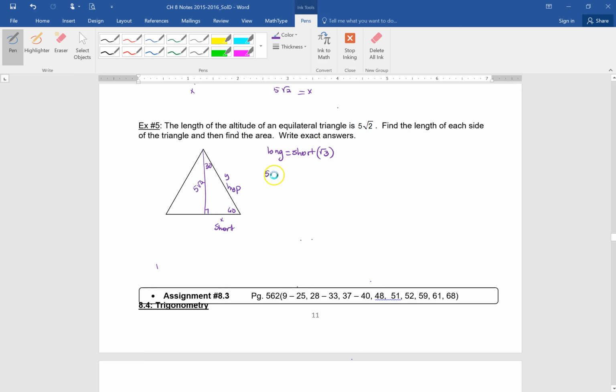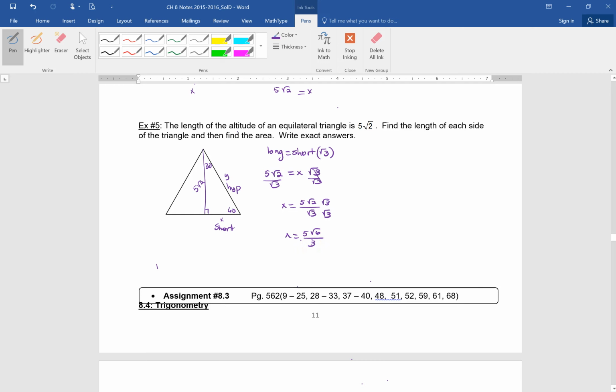Okay, so let's substitute what we have here. The long leg is 5 radical 2 is equal to x radical 3. What do I do now? Divide by radical 3, divide by radical 3. So x is equal to 5 radical 2 over radical 3. Now what? Rationalize. So x is equal to 5 radical 6 over 3.